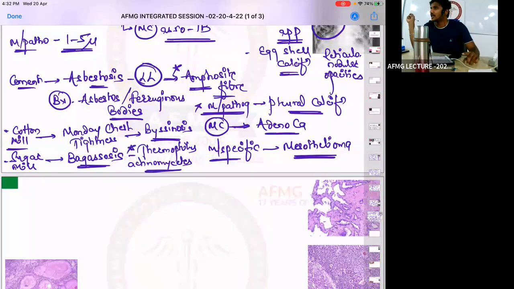The name of the organism was asked. So which organism is responsible for bagassosis? Which organism is responsible for farmer's lung? Farmer's lung is also one of the types of pneumoconiosis. It is caused due to moldy hay exposure. It is again Thermophilic actinomycetes. For farmer's lung also the organism is Thermophilic actinomycetes.